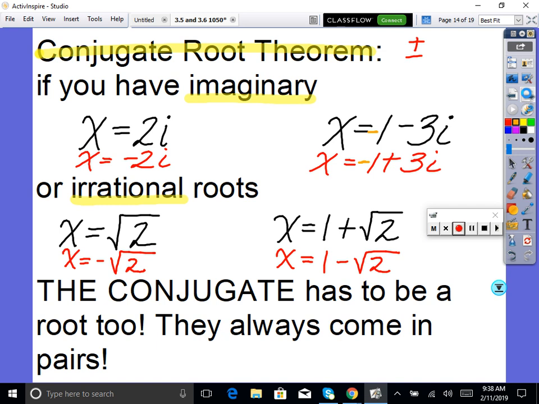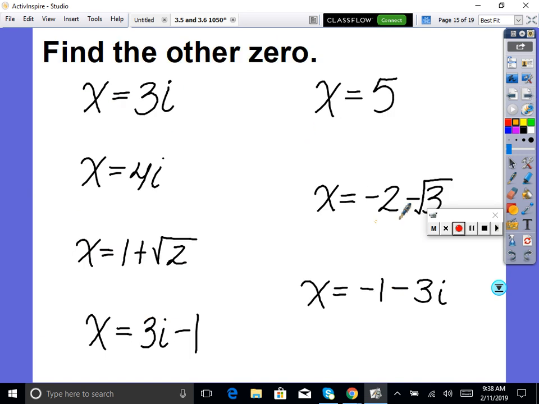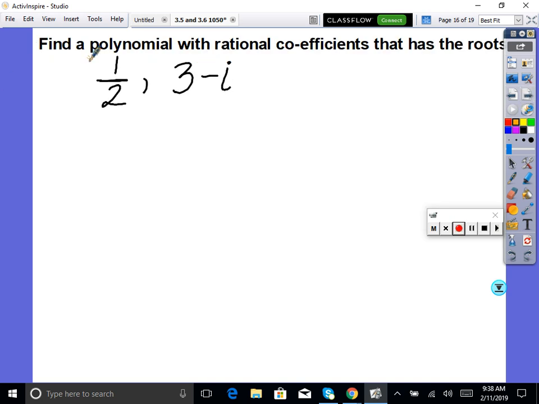So on the test, this is actually going to be pretty easy. I don't think we need to test your abilities. Do you guys know how to do the conjugate? Now that's only true with imaginary and irrational roots, not necessarily whole numbers or fractions. So right here it says, find a polynomial with rational coefficients. That means whole number or fractional coefficients, not imaginary. And then it says, that has these roots.